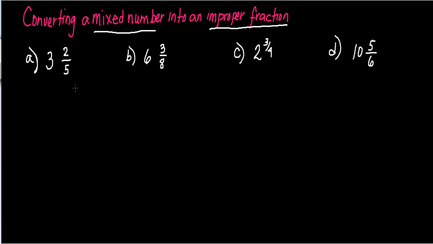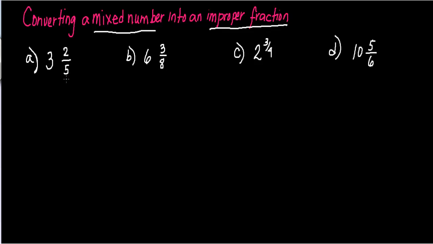Converting a mixed number into an improper fraction, that's what we're going to talk about in this video. And what is a mixed number? It's this kind of number. It's called a mixed number because it has a whole number. In this one, it's 3, and it also has a fraction next to it, 2/5. So when two different kinds of numbers are put together like this, 3 and 2/5, then we call it a mixed number. How do we turn this into an improper fraction?